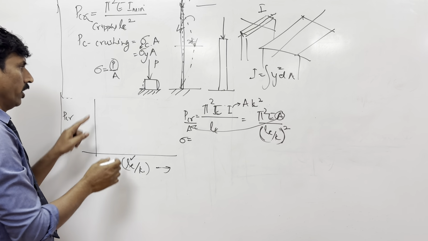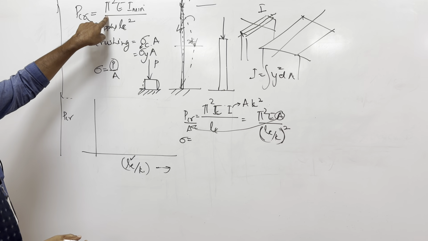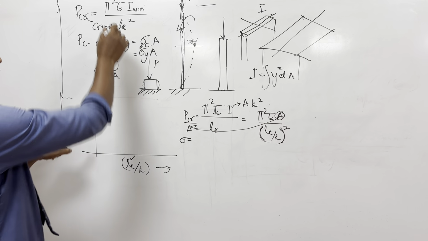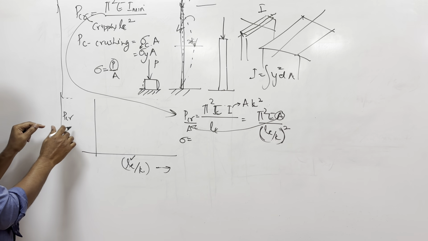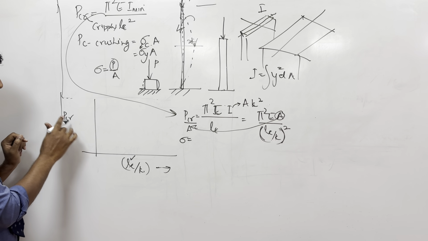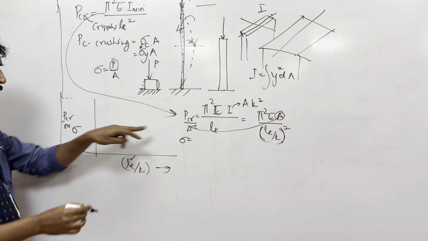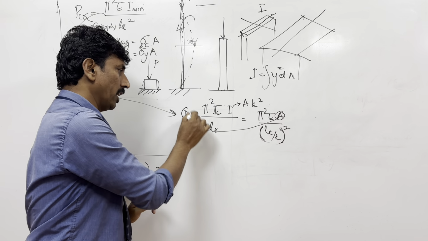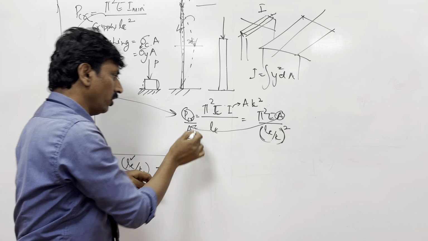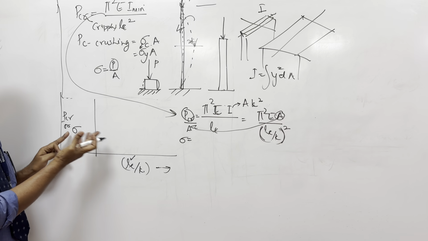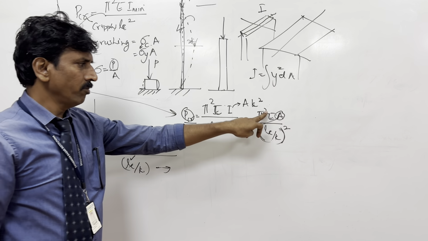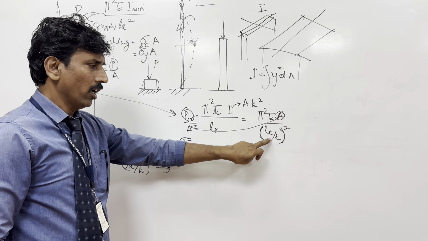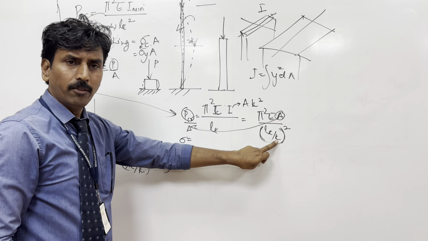So therefore, for this formula which I used now here, you can either plot for PCR or you can plot for sigma, both. You can actually plot for PCR, or you can bring this A here and then plot for sigma also. Both are the same, because the equation is the same, for a very low value of Le by k.